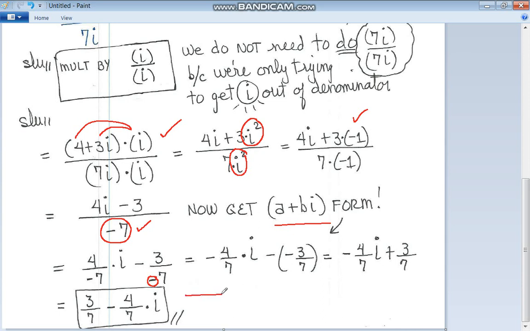And finally, here I write it in standard a plus bi form. It's 3/7 minus 4/7 times i. You have to be careful with your answer. You have to have the real part in the front and then the imaginary part in the back, in the a plus b times i form.